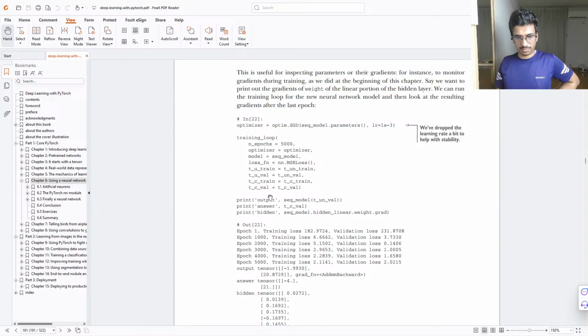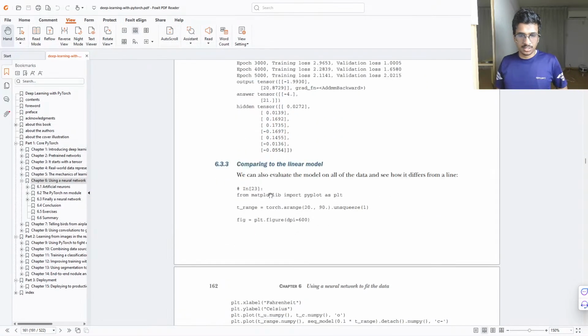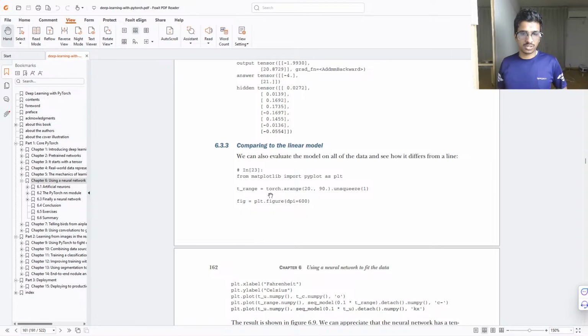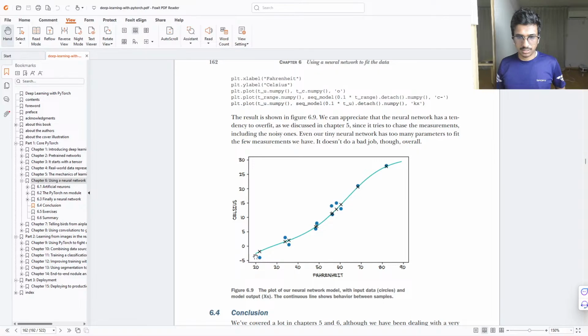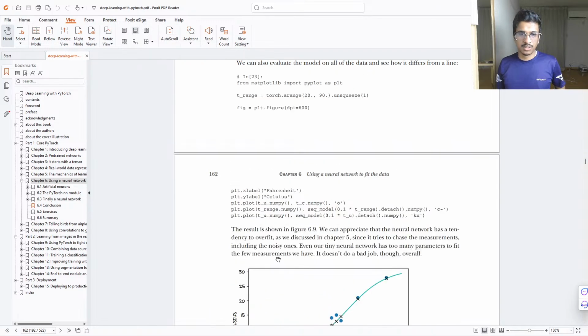Training loop pass. Comparing to the linear model, we can also evaluate the models on all the data and see what is different from a line fit. Okay, this is not a line, this is a little bit of a curve.